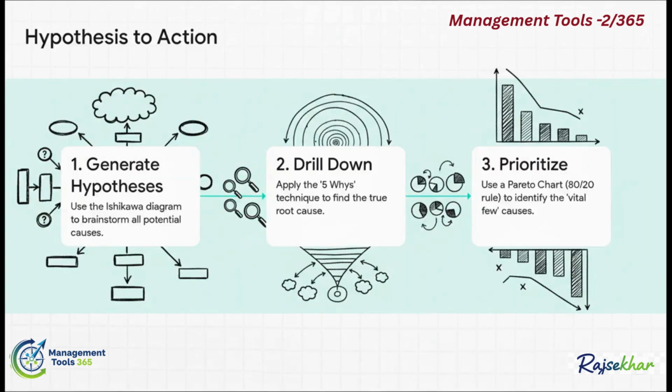So here's how it all works in practice. First, you use the Ishikawa diagram to generate all your hypotheses, get everything out on the table. Next, for the most likely causes, you use a technique like the 5 whys to drill down and find the true root cause. And finally, you can use a Pareto chart, the 80-20 rule, to use actual data to identify which 20% of causes are creating 80% of the problems. And that's how you go from a map of ideas to a focused action plan.